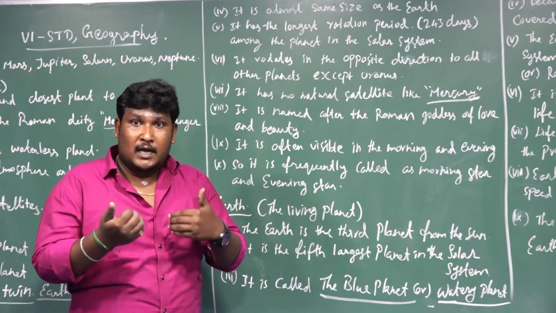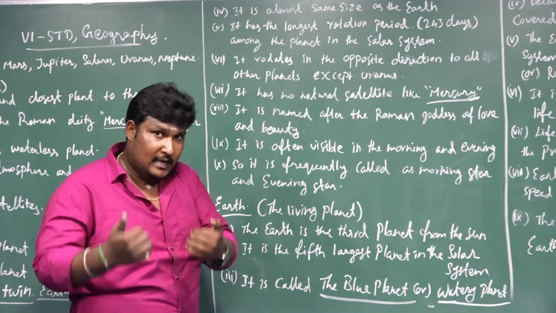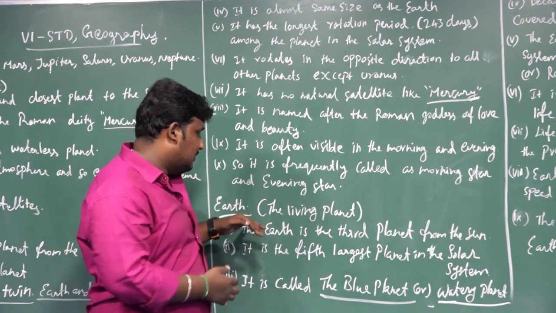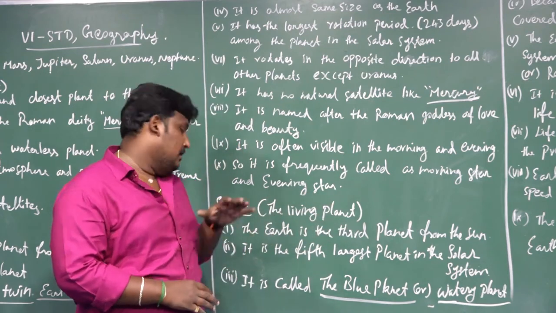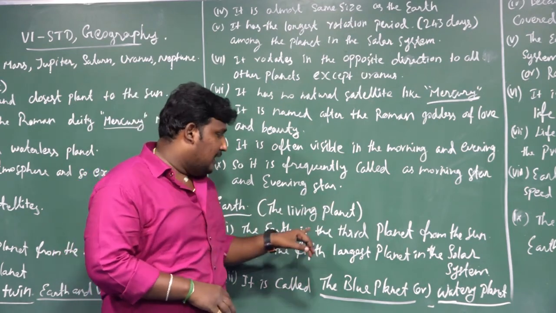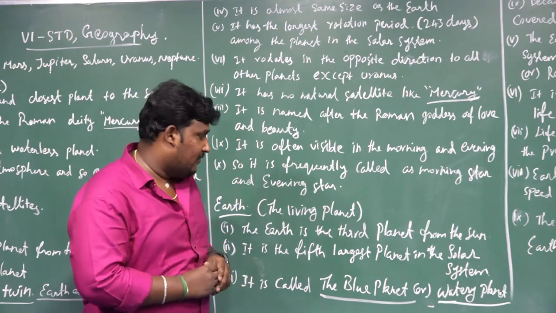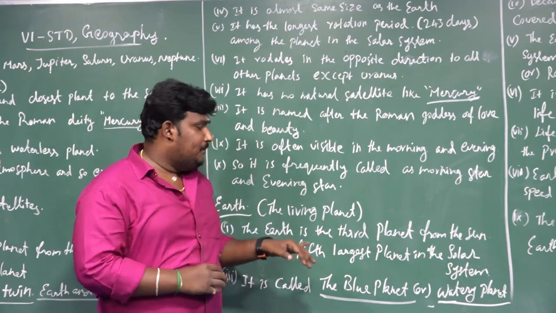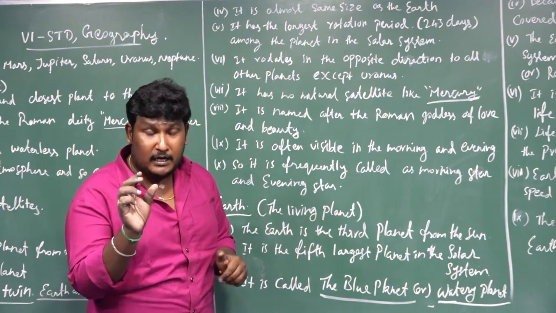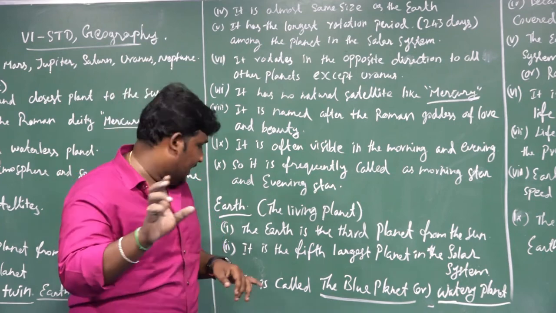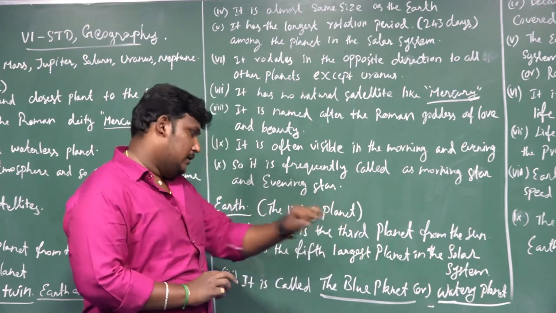Humans, animals, nature, and everything live only in the air. We discuss that air here in the third one, the living planet. The Earth is the third planet from the sun. It is the fifth largest planet in the solar system. Which one is the fifth largest planet in the solar system? That is Earth.